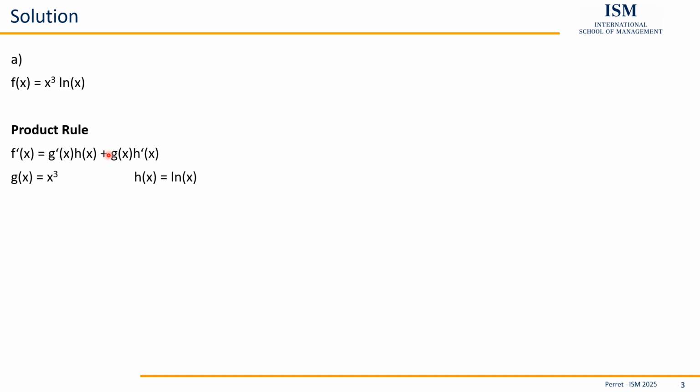So for this, I'm first going to note g as x to the power of 3, h as ln of x, and then calculate the derivative of both parts of this. Well, here we can use the simple function for polynomial terms. So we pull the 3 in front and subtract 1 from the exponent, giving us 3 times x to the power of 2. For the ln, we can just look up the derivative in the formulary, and then we will find the derivative as 1 divided by x.